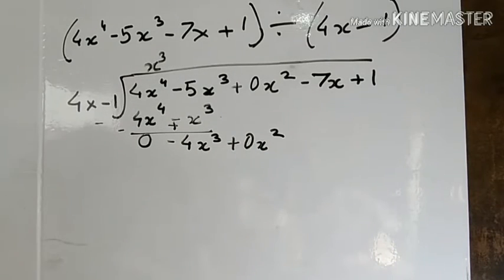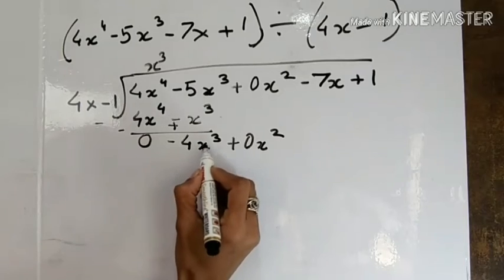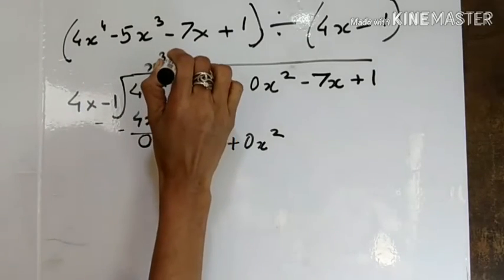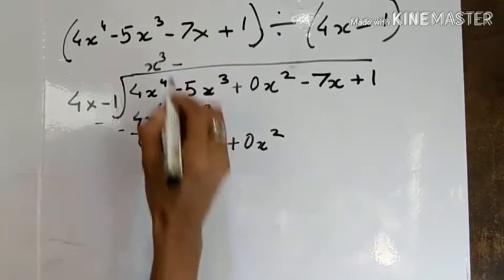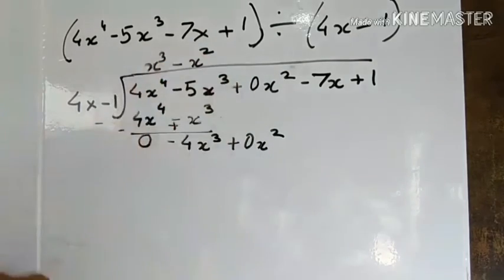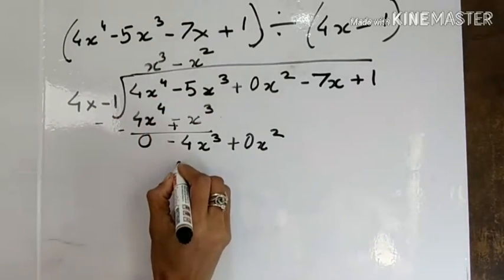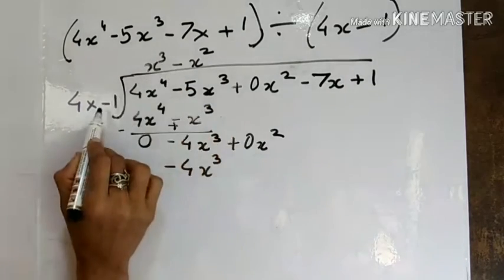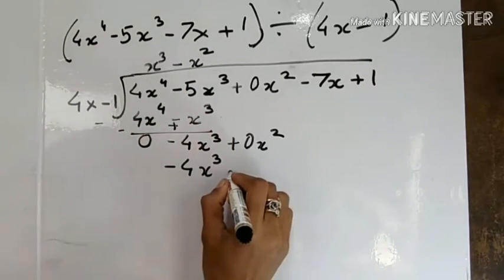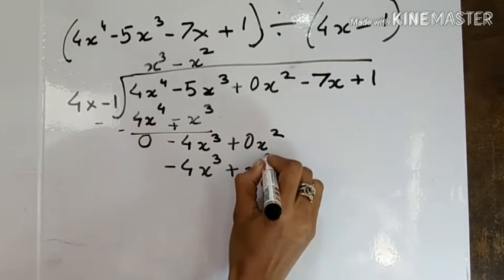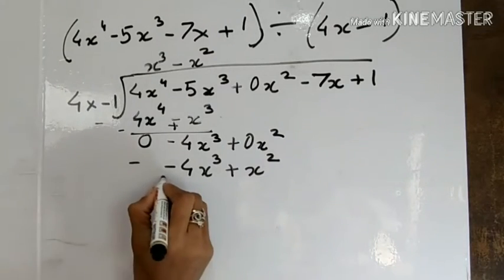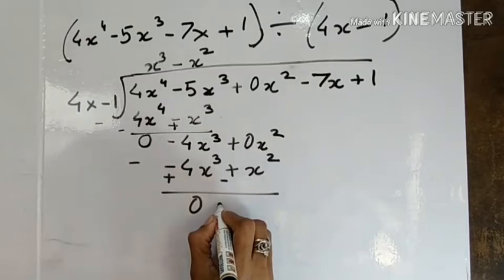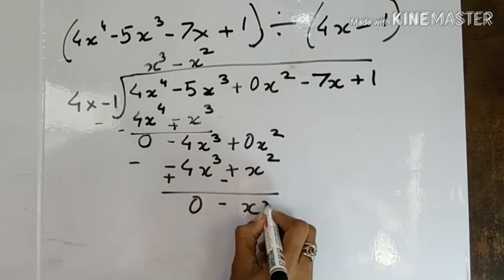zero x squared. Now I need minus 4x cubed and I have 4x. So I would be multiplying with minus and I would have an x squared here, so that I get minus 4x cubed, and then minus into minus is plus x squared, so I will write it below the term in x squared. This gives me 0 and this gives me minus x squared.